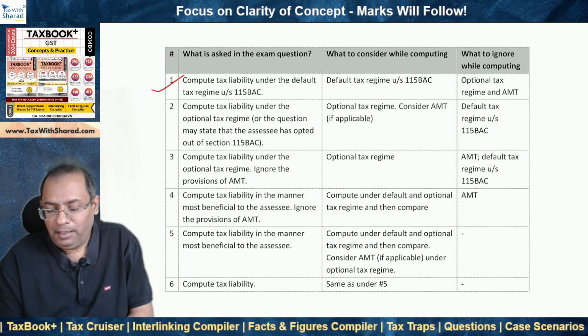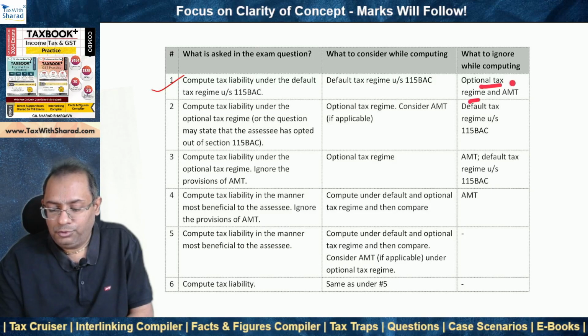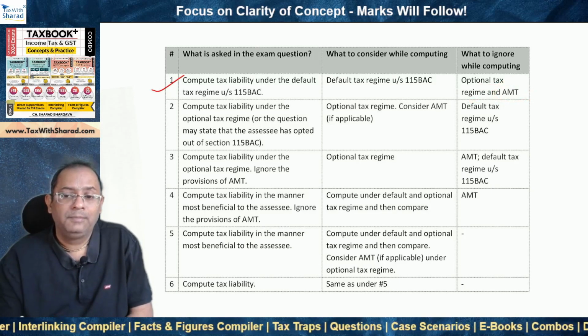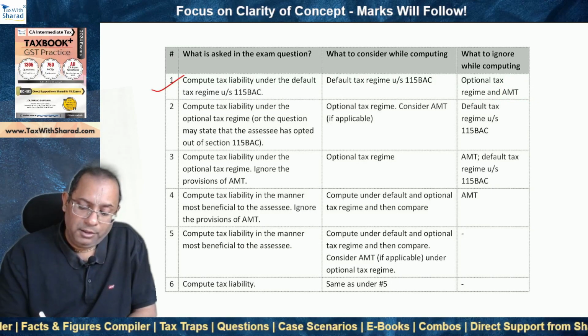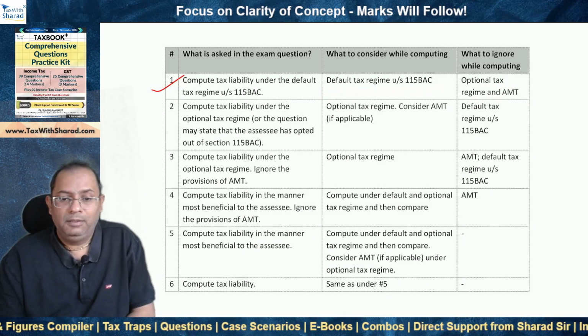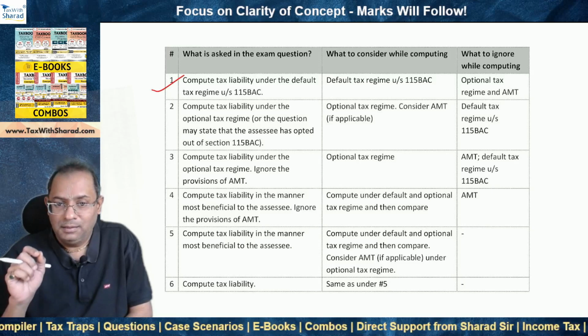You should not apply the optional tax regime. Also, you should not apply AMT provisions because AMT provisions are not applicable if the computation is being made under the default tax regime under section 115BAC. Is this clear?